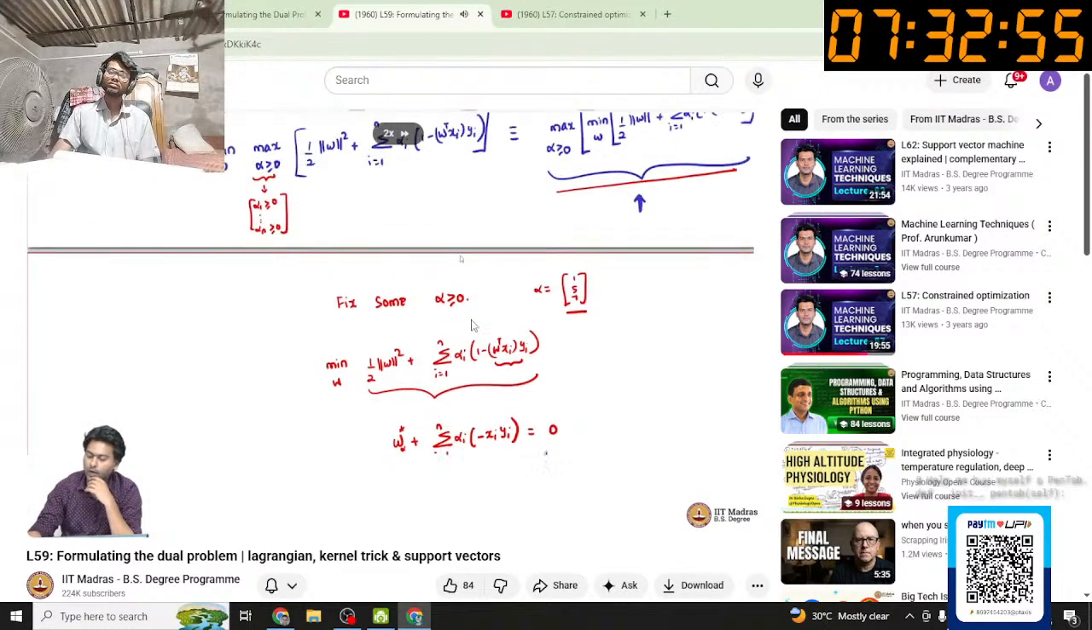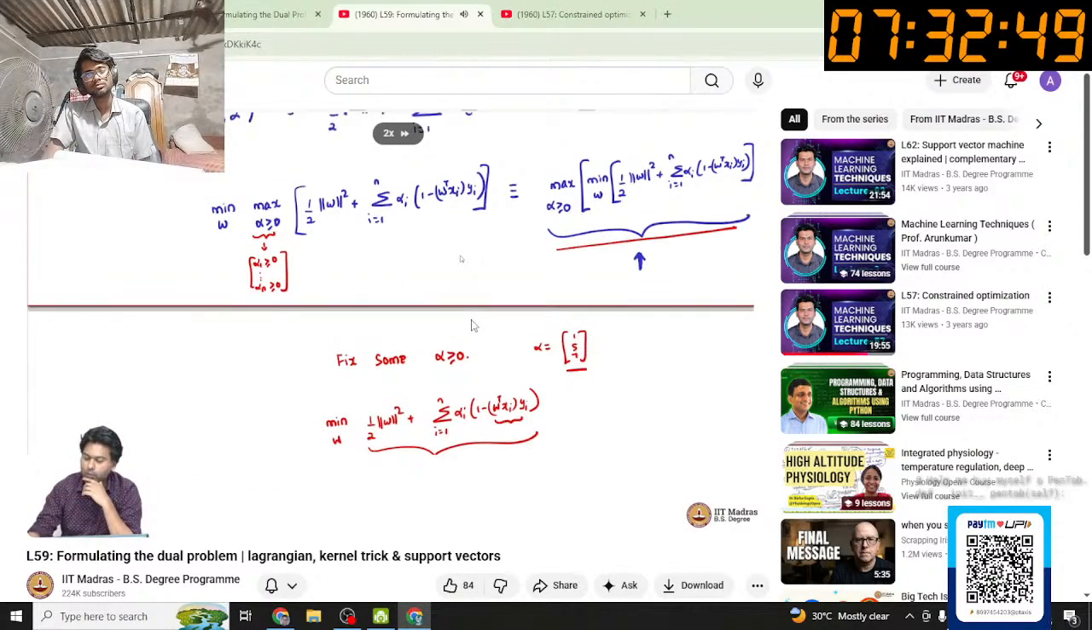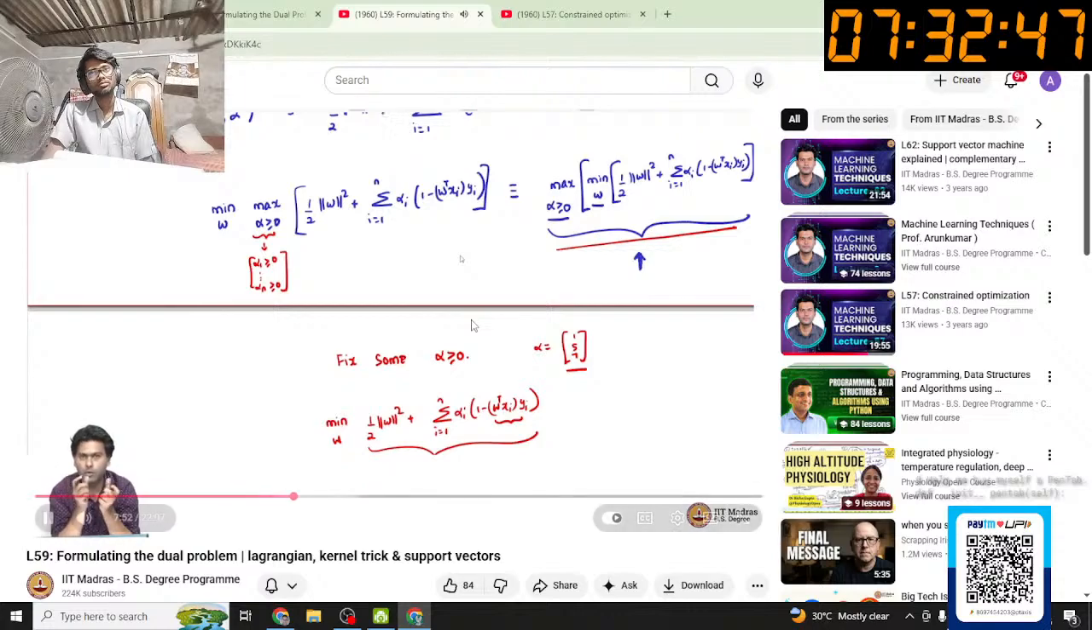Which means that I now have to find that alpha which maximizes this quantity with respect to all possible alphas greater than or equal to 0. But what is this quantity? Now here we have maximize over alpha, minimize over w. There are two variables.